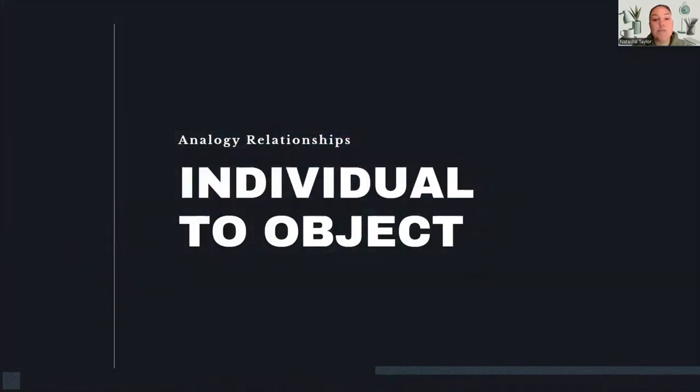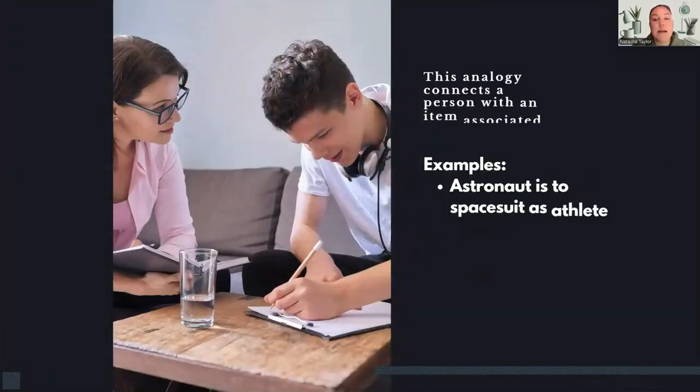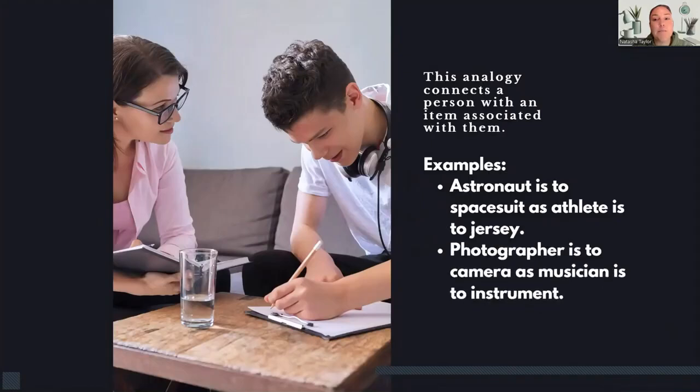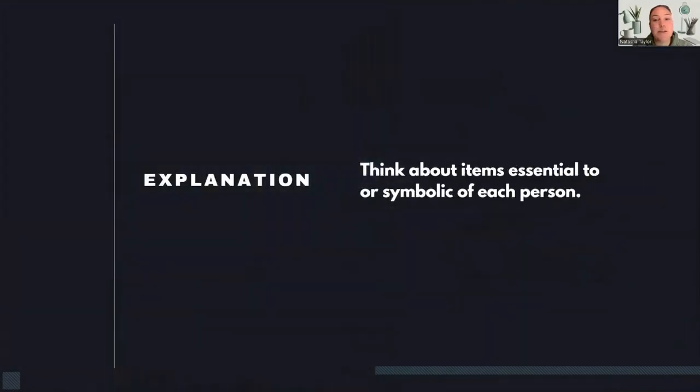Analogy relationships, individual to object. This analogy connects a person with an item associated with them. Examples: astronaut is to spacesuit as athlete is to jersey. Photographer is to camera as musician is to instrument. Explanation: think about items essential to or symbolic of each person.